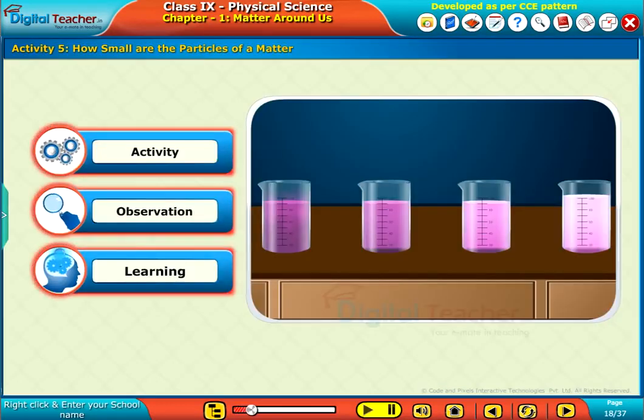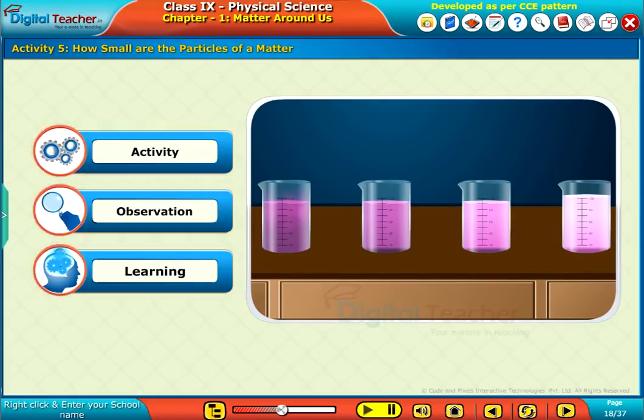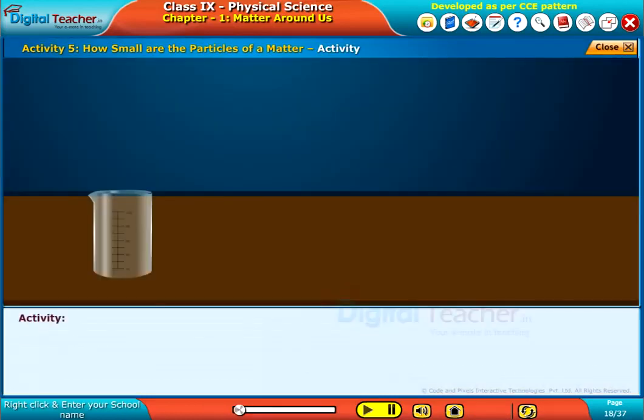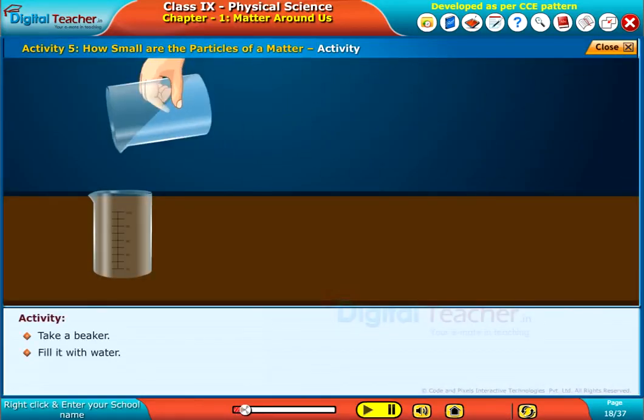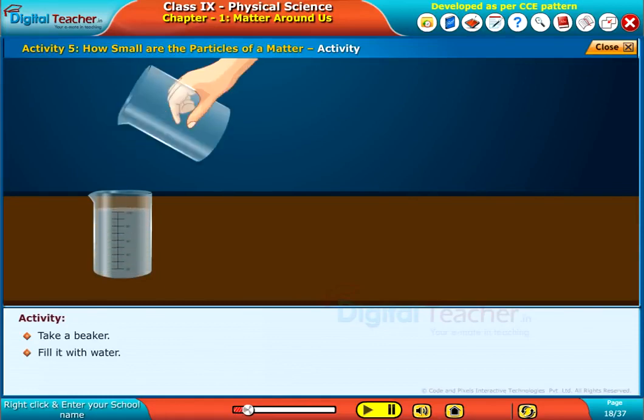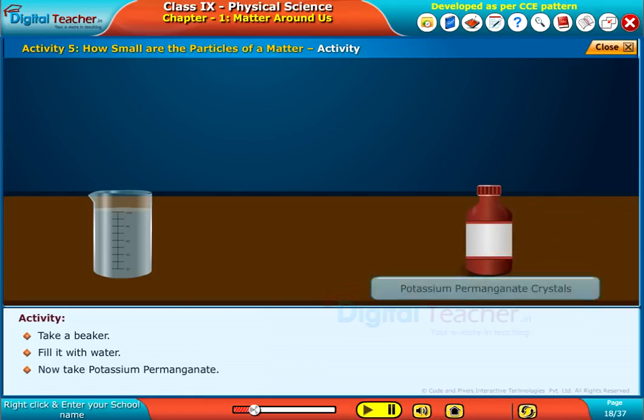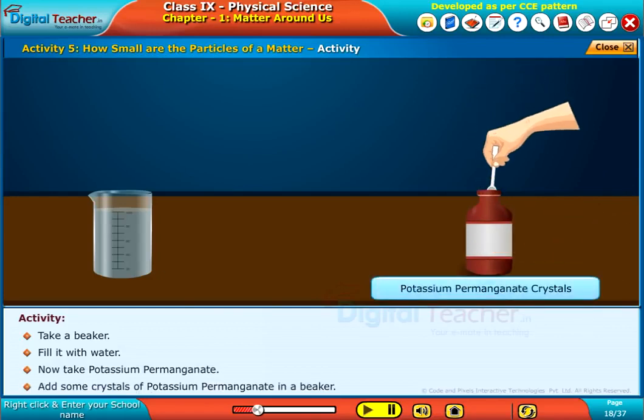Here, let us perform an activity to know how small the particles of a matter are. Click each tab to know more. Take a beaker. Fill it with water. Now take potassium permanganate. Add some crystals of potassium permanganate in a beaker.